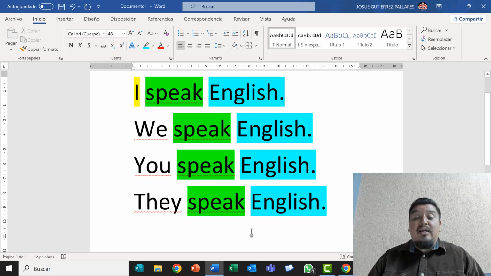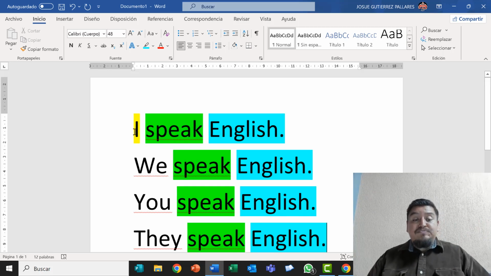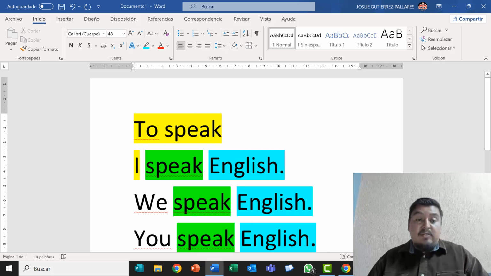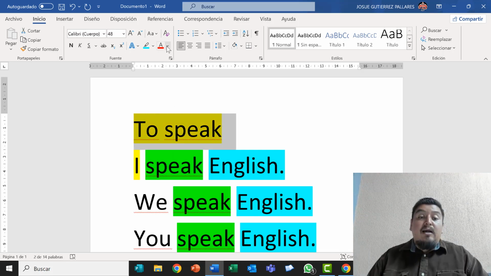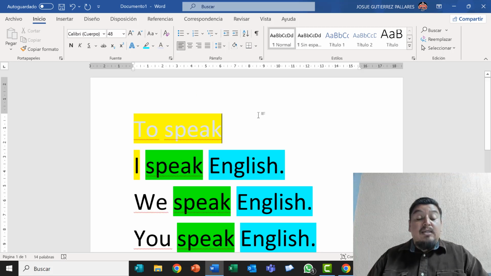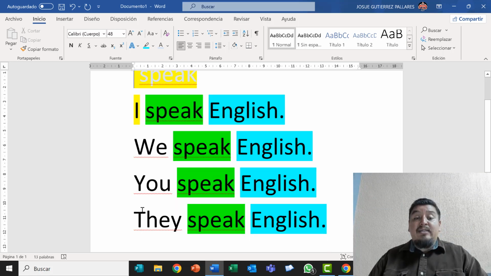So you are only going to write down the verb in the base form. This verb is to speak, right? To speak. Hablar. To speak. Yeah, but this is the infinitive form. If you want to use this verb in the present simple, just erase the to, that is the infinitive form, and use it with I, we, you, and they.